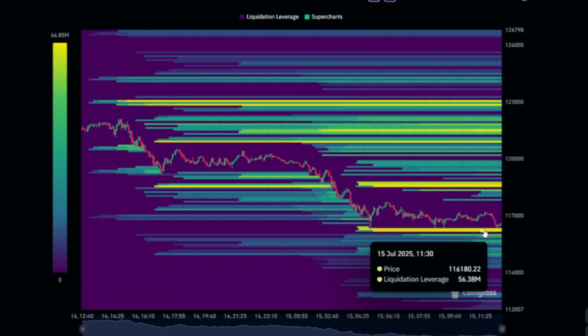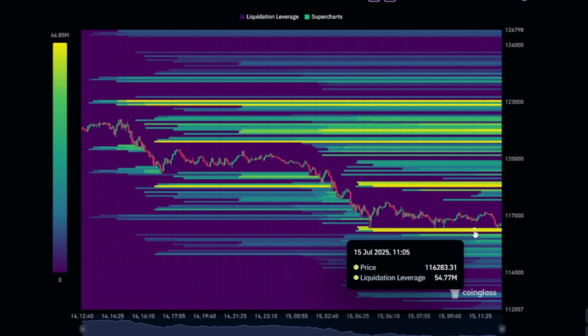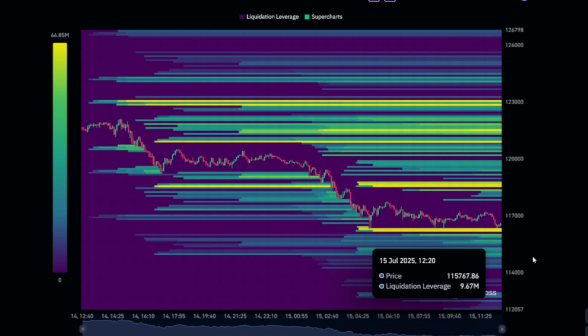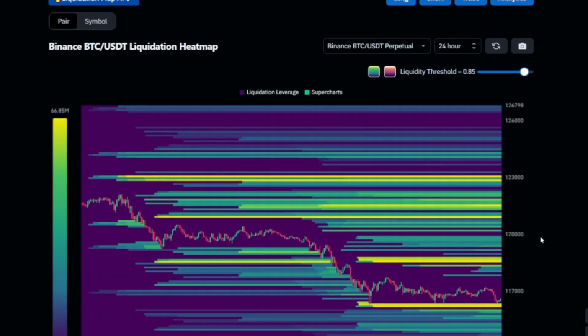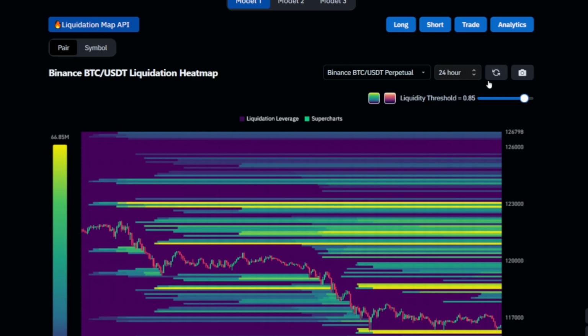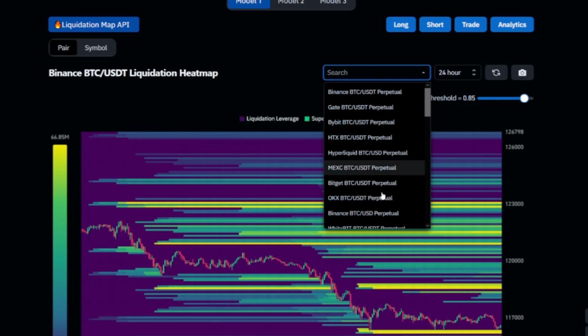So wherever you have these yellow ticks, you want to hover over them, and you see that at this 116 there is about liquidation. You can see on this dialog box that pops up that the liquidation leverage will be around 54.7 million dollars, right? That's the amount of money that will be liquidated there. And you can switch from one time frame to another, and right now we're looking at data from Binance.